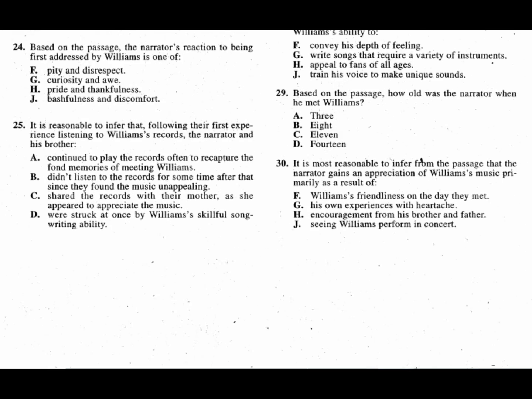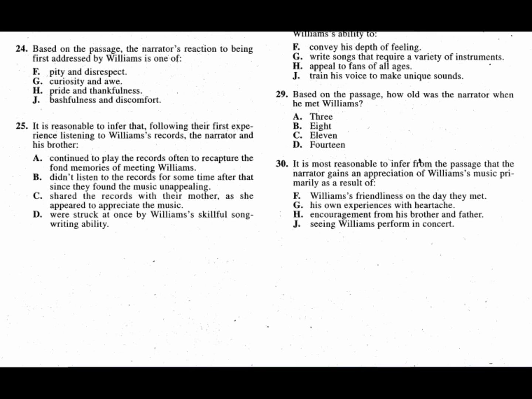When we look at our answer choices, now let's just match up the answer choices in 25 and look for a negative choice. Answer choice A, continue to play them, that's positive. Didn't listen to them, that's negative. Shared the records with their mom, that's positive. And were struck by the skillful songwriting. Good stinky rule. B for 25 once you find the word records. Remember, nouns and verbs are going to be great words to try and locate in questions that are containing mystery.